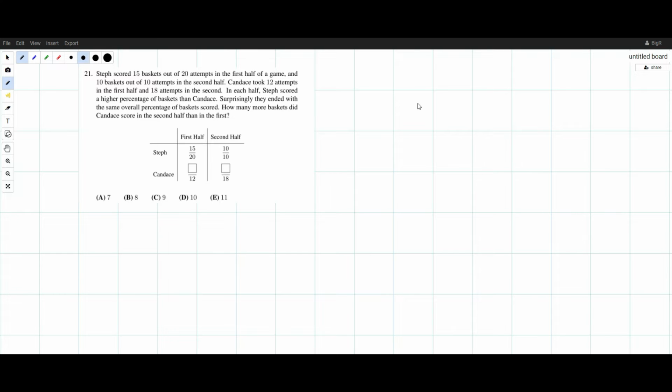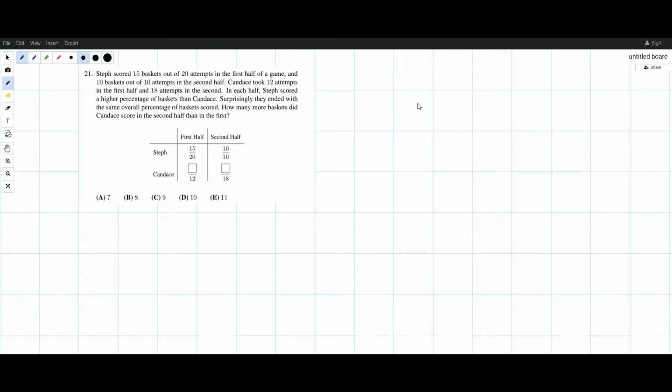So, Steph scored 15 baskets out of 20 attempts in the first half of a game, and 10 baskets out of 10 attempts in the second half. Candace took 12 attempts in the first half and 18 attempts in the second. In each half, Steph scored a higher percentage of baskets than Candace. Surprisingly, they ended with the same overall percentage of baskets scored. How many more baskets did Candace score in the second half than in the first half?